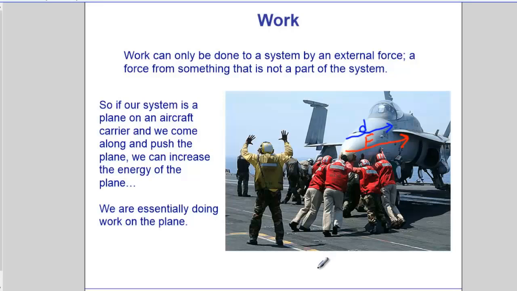Work can be done on a system when an external force, the red vector is the force, is not part of the system. Where does that work come from? Or excuse me, where does the force come from? It comes from the people. An external force coming from the people is acting on the airplane, it moves, and work is done. So these folks are essentially doing work on the plane. The airplane will change its motion because work is being done.